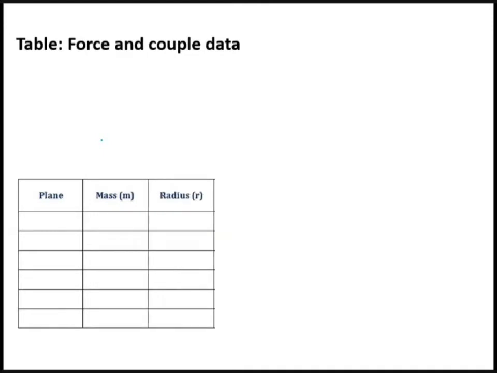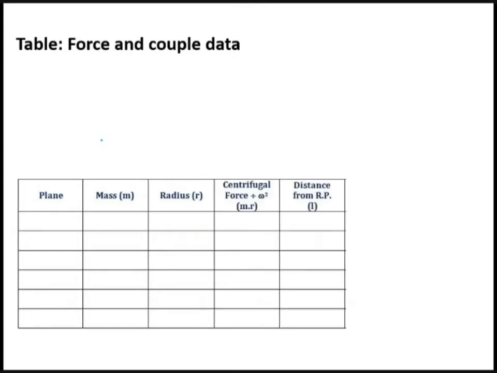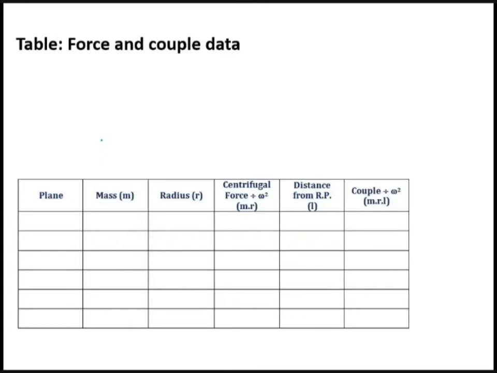The next step is to draw the force and couple data. Now, what is force and couple data? Let us tabulate all the data. What are the table columns? Mass, plane, then mass m1, radius r, centrifugal force, distance from the reference plane, and the couple, which is equal to mr into L. So there are 6 columns which will remain always the same in each and every problem.